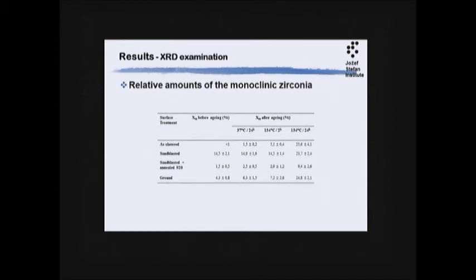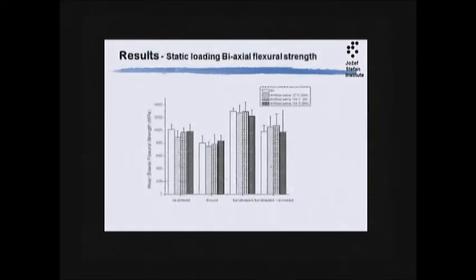Sandblasted plus annealed, we started with 1%, goes to 2, 3, and 9%. So the increment in the monoclinic here was the lowest. And in the ground material we also have a similar behavior to the sandblasted one. Strength values were always a little bit lower in the ground groups. Sandblasted were always a little bit higher. Sandblasted plus annealed were in the range of the controls.